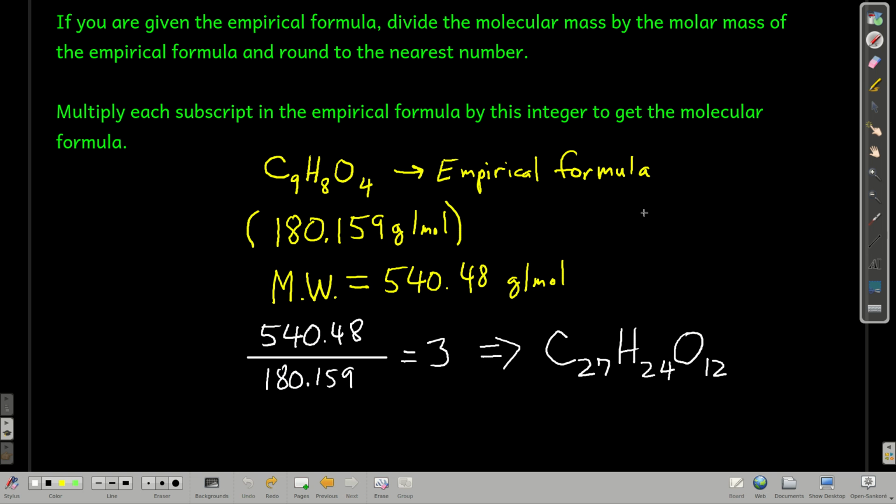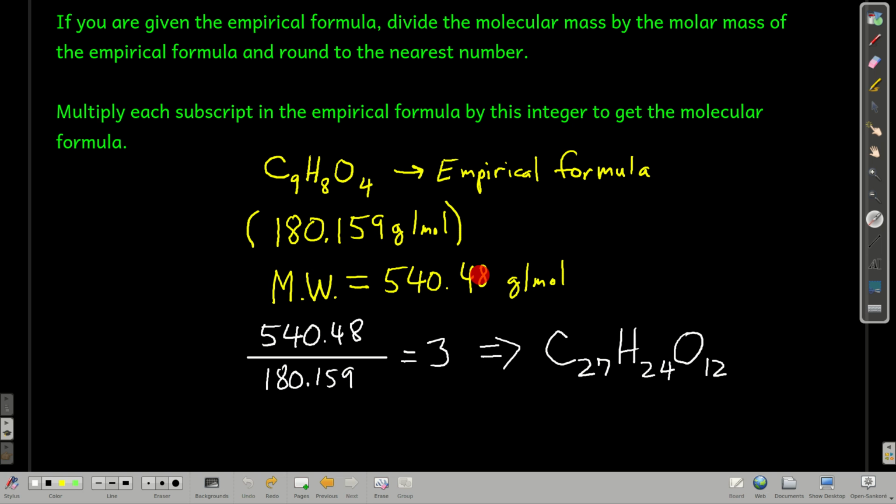Now, the other way that you can be given a problem like this is if you somehow know the empirical formula, and once more, you are given the molar mass or the molecular mass. So what you do is take the empirical formula, if this is the information you're given, and find the molar mass of the empirical formula. That's what I did here: 9 carbons, 8 hydrogens, and 4 oxygens. Added them all up, and I got this number right here.